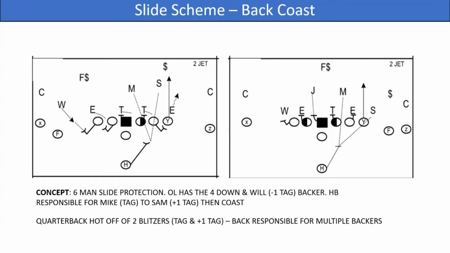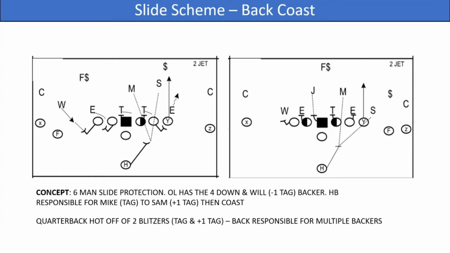The back handles the mic Sam, but let's just say for argument's sake, this was a two high look. And let's say that they had boundary corner blitz on. Okay, the back has Mike Sam, but this would be to me a coast protection where he goes backside, and if just a corner blitz, he'd handle that too. Because the line, once again, if it's sliding, they're stopping. They're stopping on the -1.